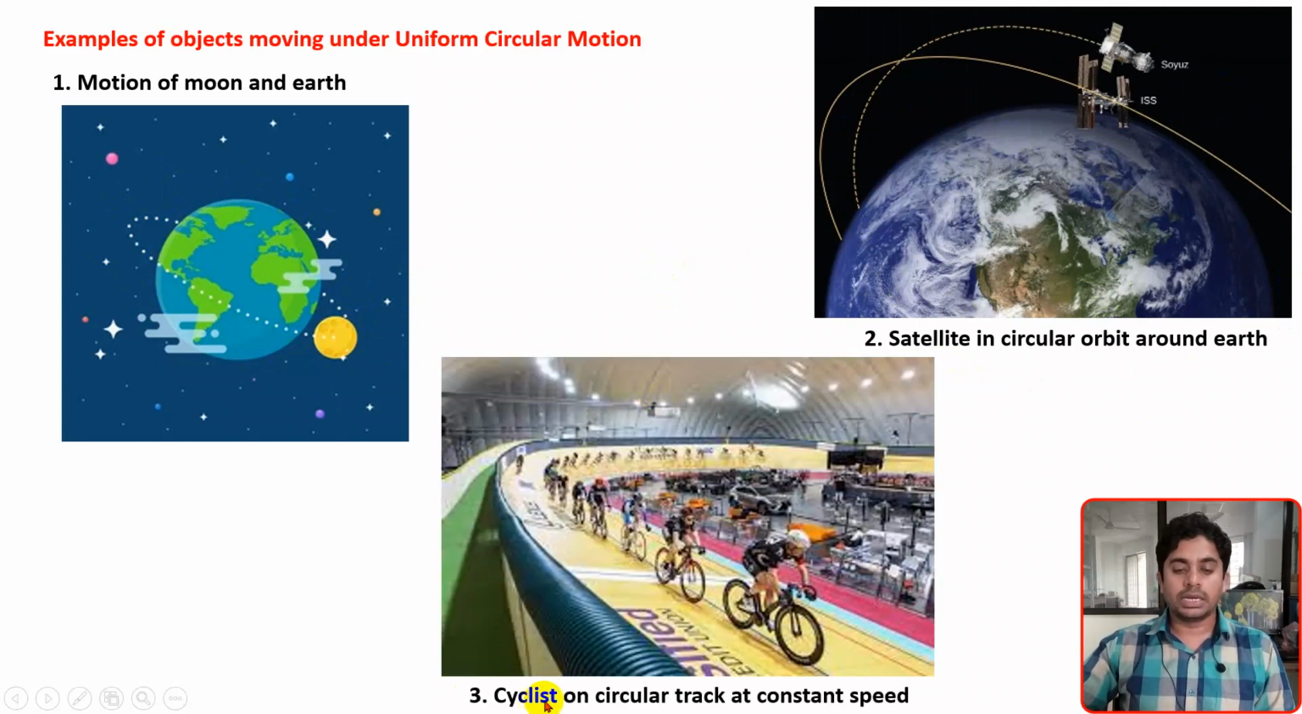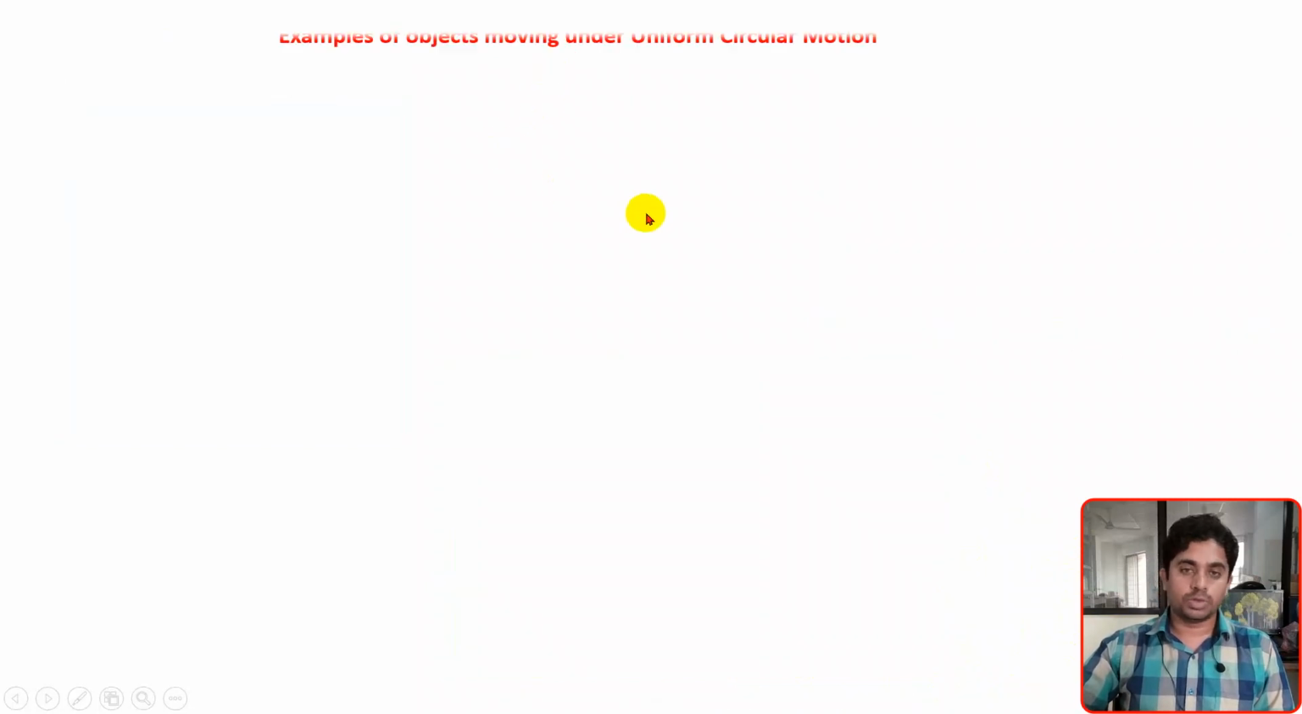A similar example is a cyclist on a circular track, cycling at a constant speed, right? So this is the cyclist on this track, which is shown in yellow color, and this track is in circular shape. On the circular track, every cyclist will try to maintain his speed constant. So this is an example of uniform circular motion.